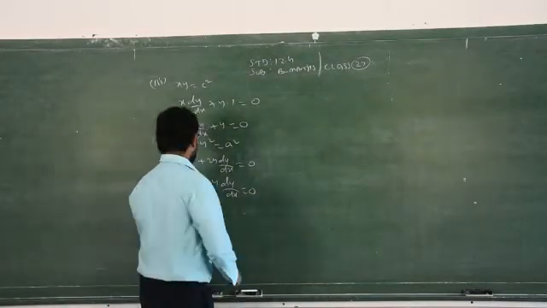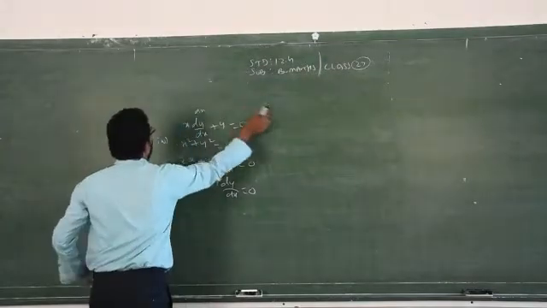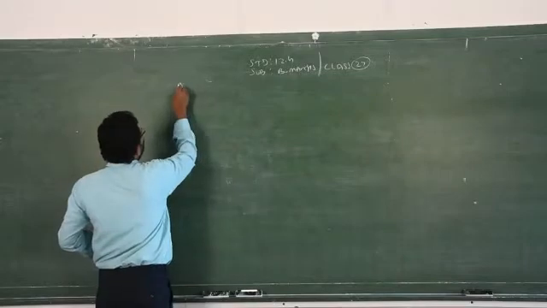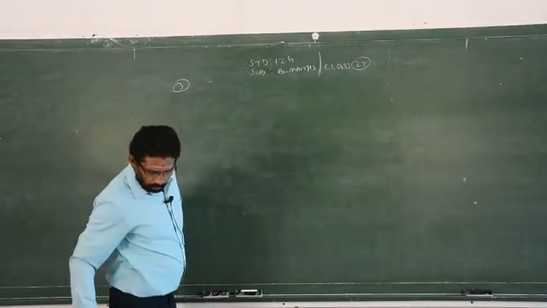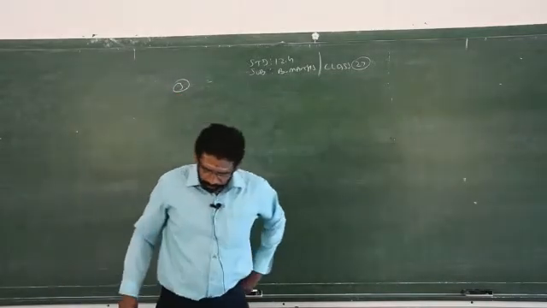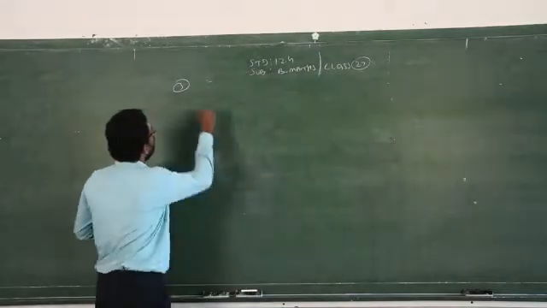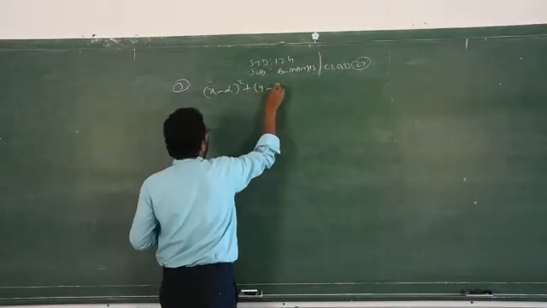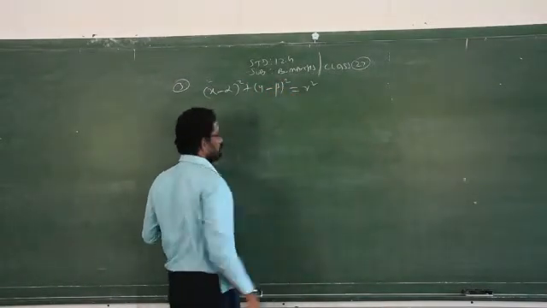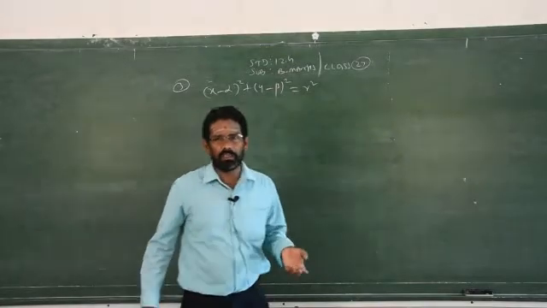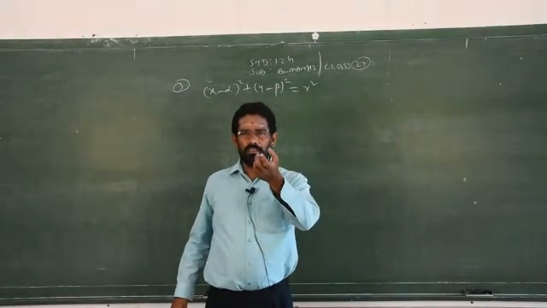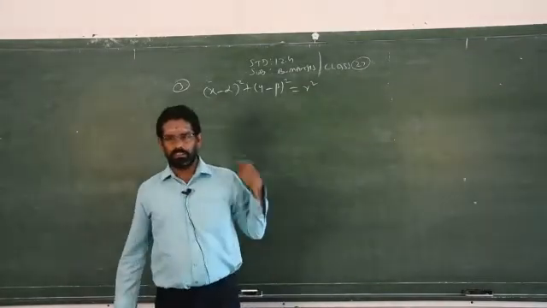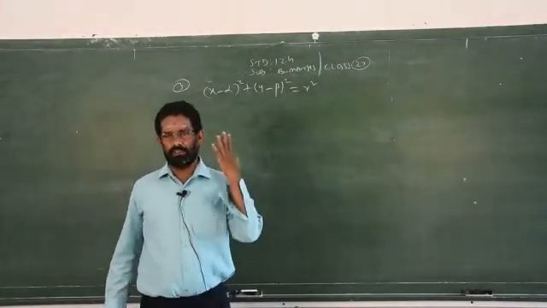Now question number 3. This is 5 more questions. Question number 3: form the differential equation by eliminating alpha and beta from (x minus alpha) the whole square plus (y minus beta) the whole square is equal to r square. This is the circle with center at alpha and beta. Clear? So this is the equation of the circle when the center is given.